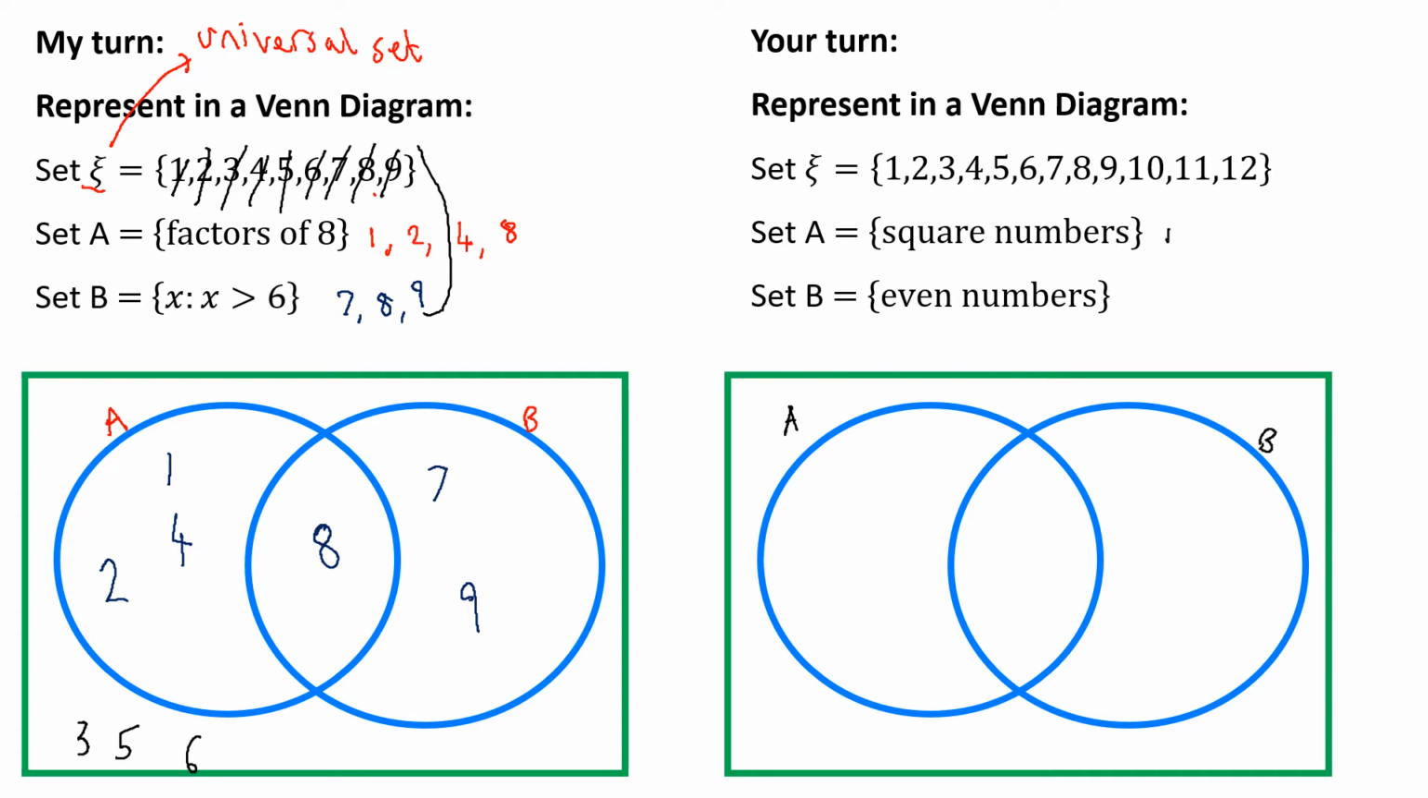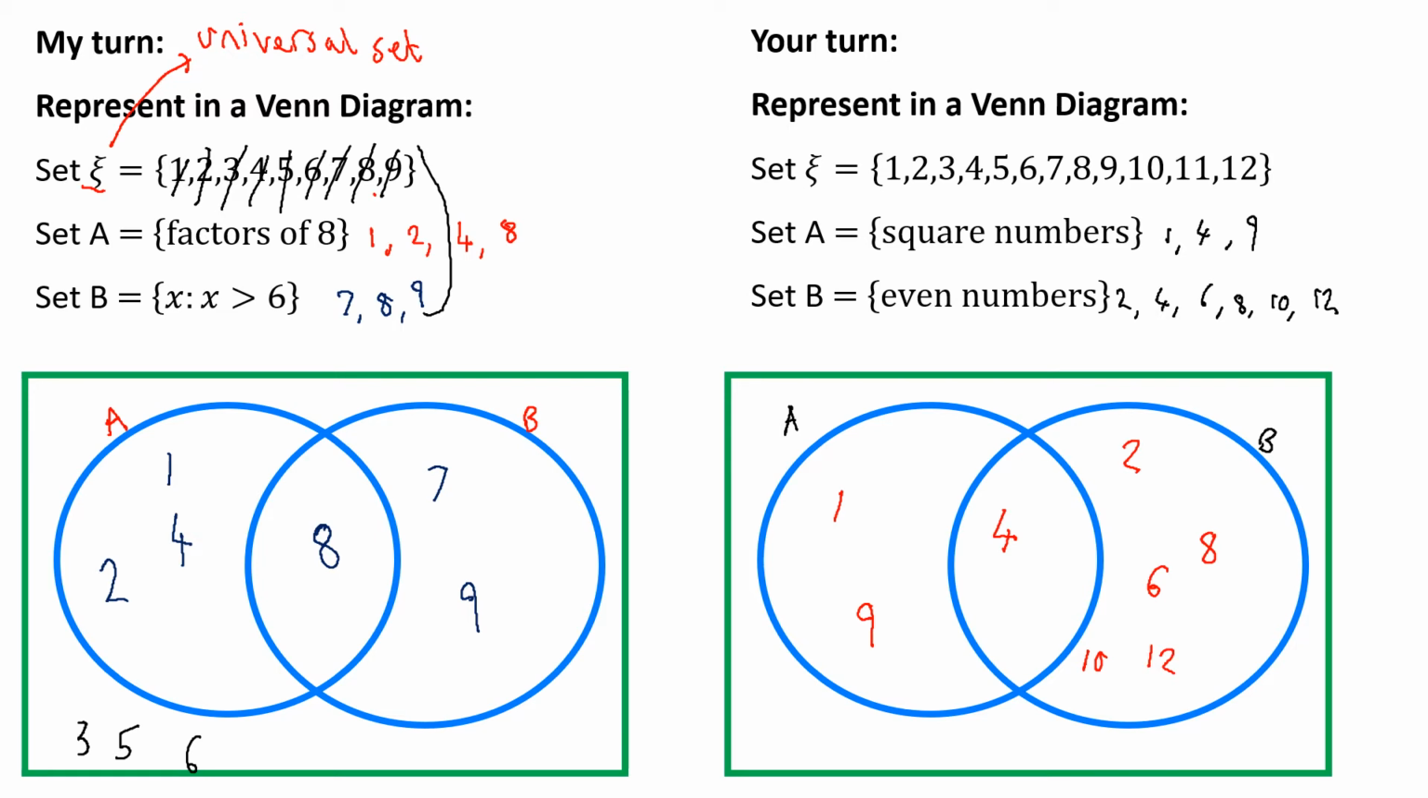So square numbers are numbers like 1, 4, 9, 16, but 16 is not in my list. Even numbers are 2, 4, 6, 8, 10, 12, etc. So I'm going to put those in. So in set A, I need 1, 4, well 4 is going to go in the middle, and then 9. And then in my B circle, I need 2, 4, 6, 8, 10, 12.